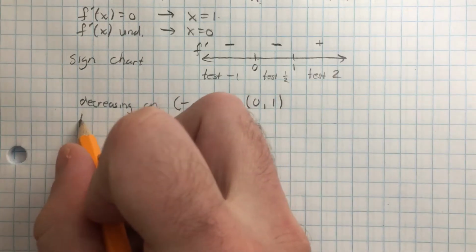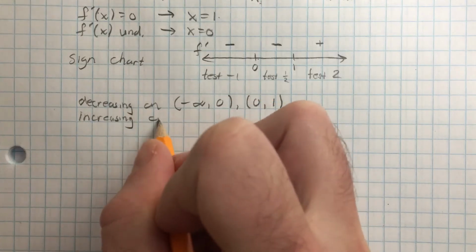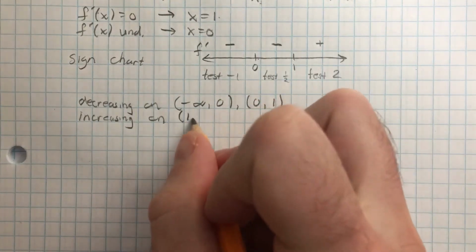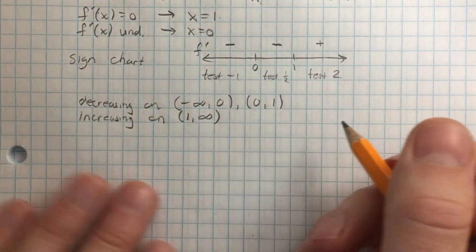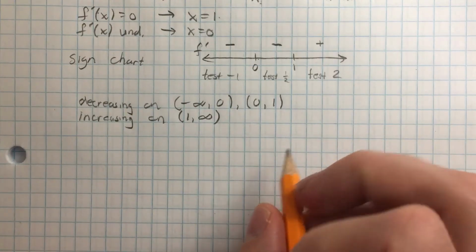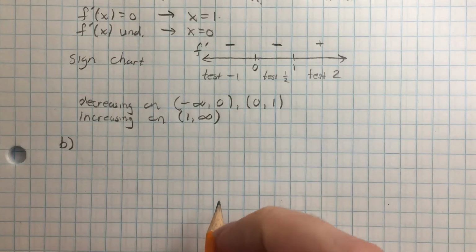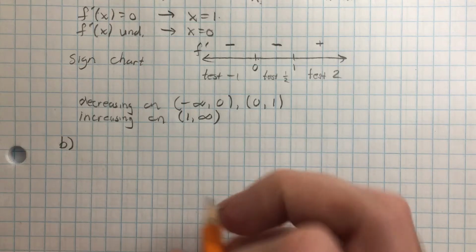Okay? Function is increasing on 1 to infinity. Okay? Basically everywhere else. All right. So that should lead us almost immediately to part B, where it asks us about local extrema.